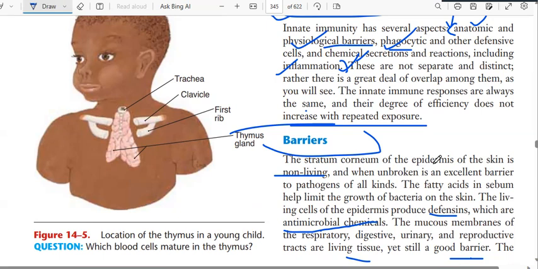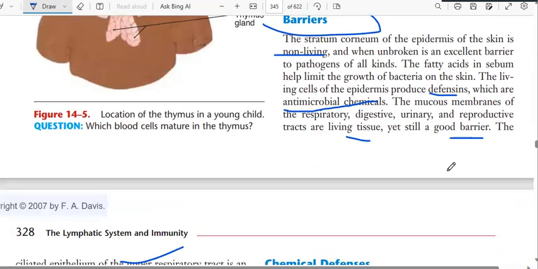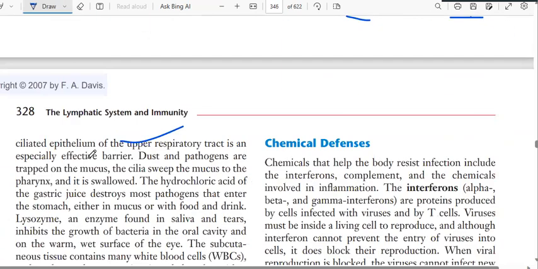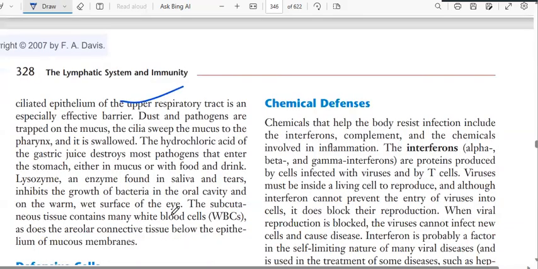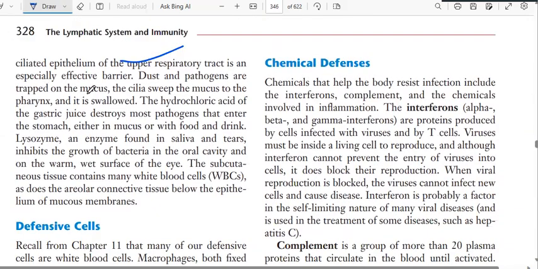Next, the other barriers are like the mucous membrane in the mouth and digestive system, where bacteria cannot easily go, and like the urinary tract and the reproductive system. These are also good barriers, but they are living tissues. And we have the respiratory tract, in which we have ciliated epithelium. This is also a good barrier. Dust and pathogens are trapped in the mucus.